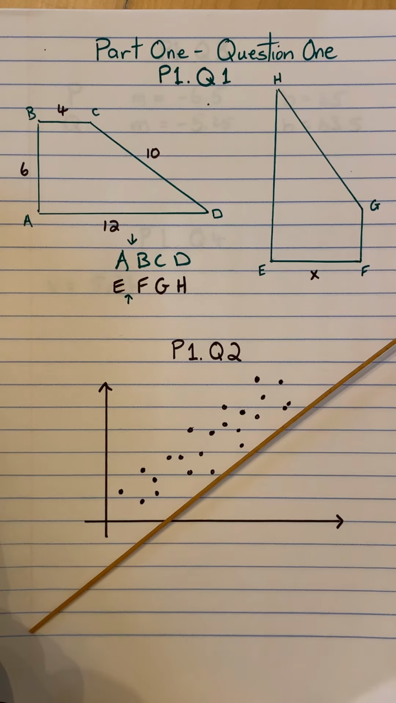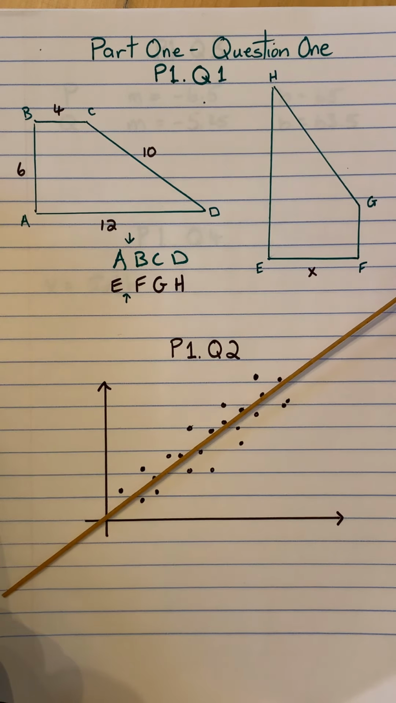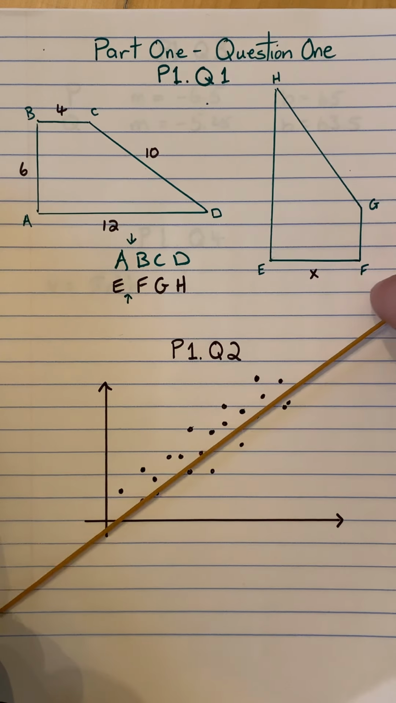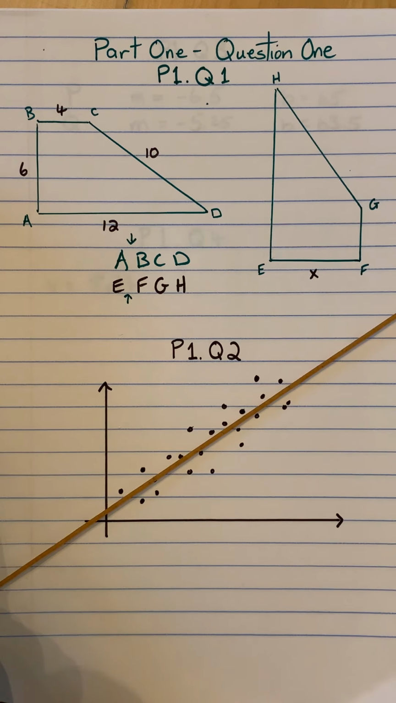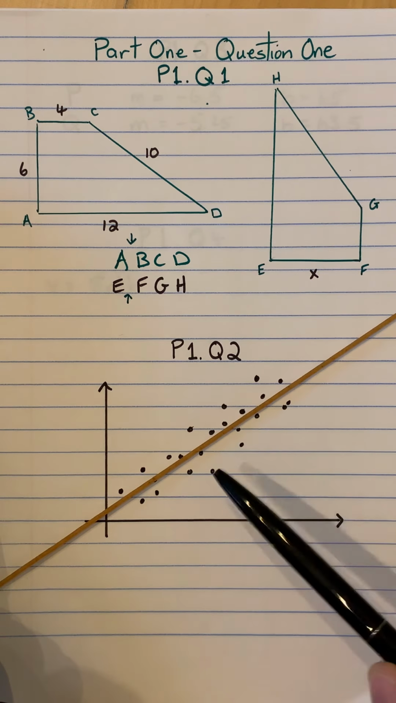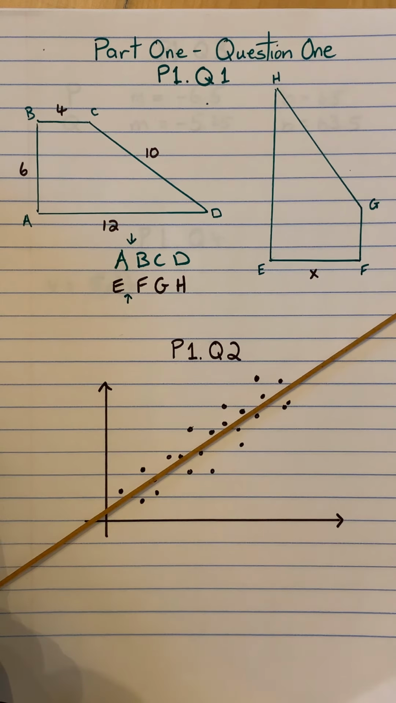So we have the option of trying to find somewhere to put this line that would be close to all of the points and yet have some on the bottom and some on the top. So this would be an example of a line of best fit. So hopefully that helps you with questions 1 and 2.